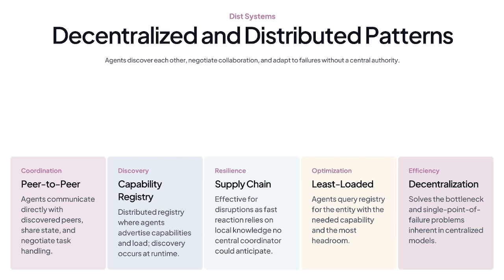Look at how they coordinate. We have coordination. They allow peer-to-peer communication. Agents communicate directly with discovered peers. They share state, they share information, they share messages, and negotiate tasks and build together. Then discovery. Agents can discover each other's capability through a capability registry, a distributed registry where agents advertise capabilities and load. Discovery occurs at runtime. So agents identify the capability of each other and know which agent can solve which problem, and also discover each other at runtime.